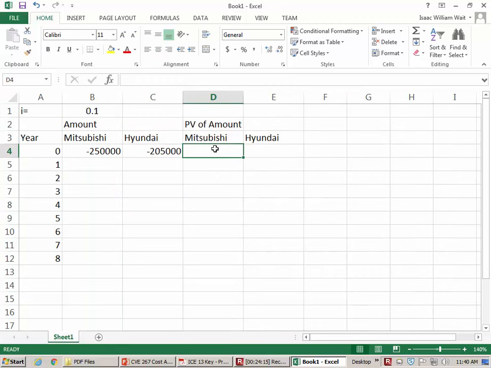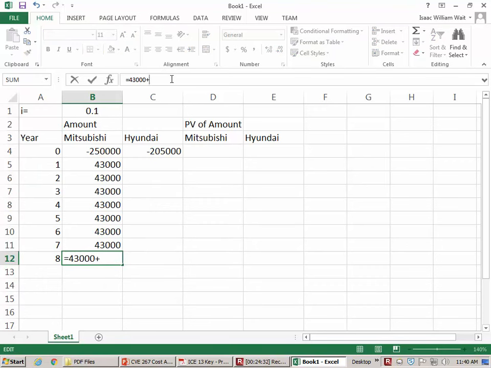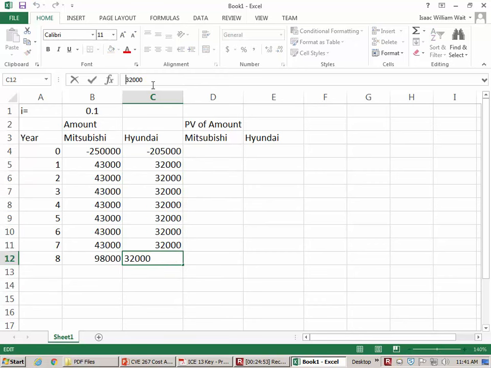Yep. All right, so the Mitsubishi and Hyundai, we'll do the present values in just a moment. So the net benefit for the Mitsubishi was $43,000, and I'm going to drag that through all the way to the end, except for that then I need to change year 8 to also include the salvage of 55,000. So together it should be 98,000. All right, now the revenue for the Hyundai was 32,000. And we carry that through to the end, and then also add in the salvage value of 44.